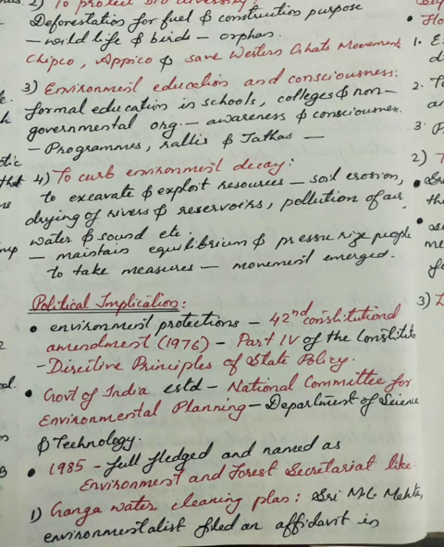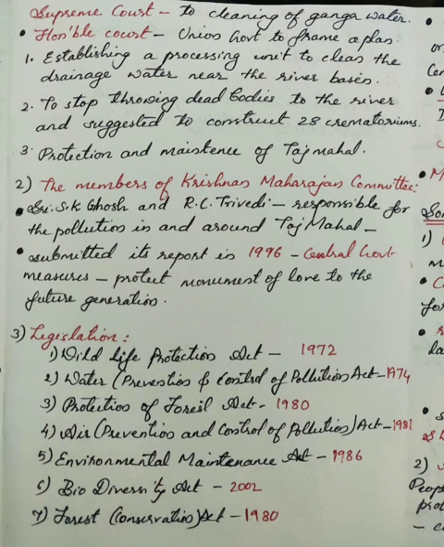With regard to this, Sri M.C. Mehta, the environmentalist, filed an affidavit in the Supreme Court with regard to the cleaning of the Ganga water. The Honorable Court directed the Union Government to frame a plan. The expert committee recommended the following measures. Number 1, establishing a processing unit to clean the drainage water near the river basin. Number 2, to stop throwing dead bodies into the river and it suggested constructing 28 crematoria, places where dead bodies are cremated.